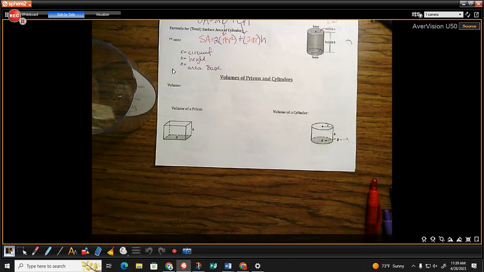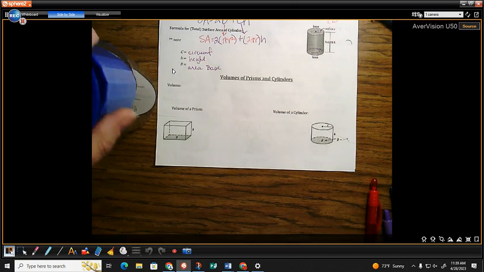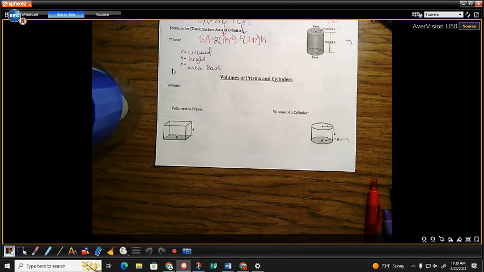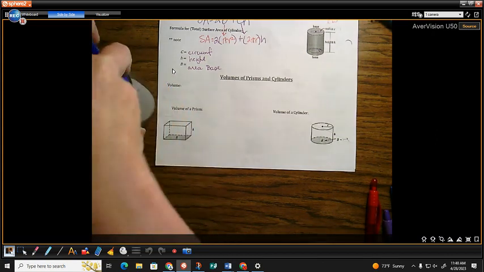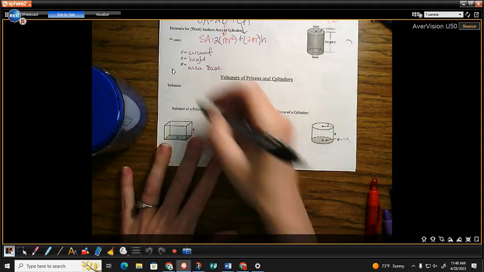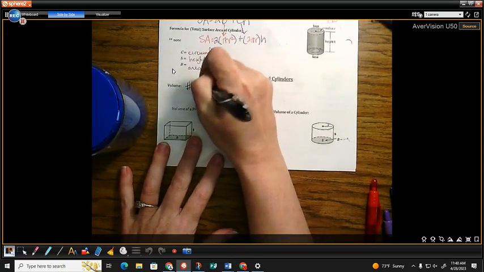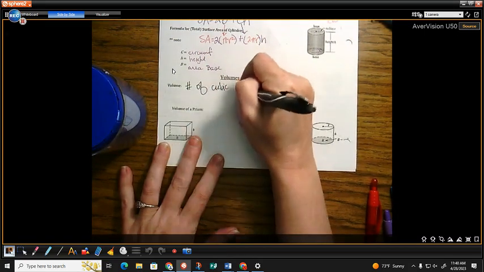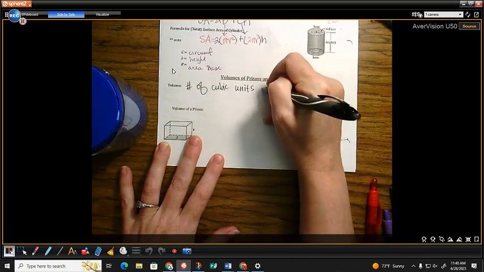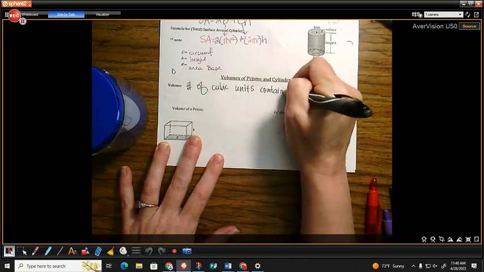1 cc, which is what they use in medicine to measure how much meds they give you. Because cc's, cubic centimeters, are also equal to milliliters. 1 cubic centimeter holds a milliliter. You didn't want to know that, but you just did. So volume is the number of cubic units contained inside a solid.